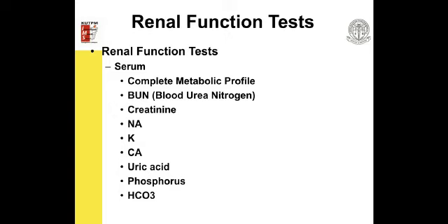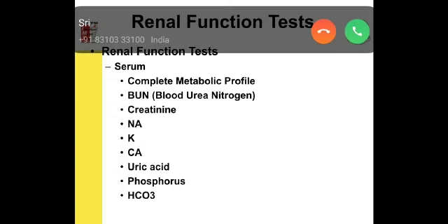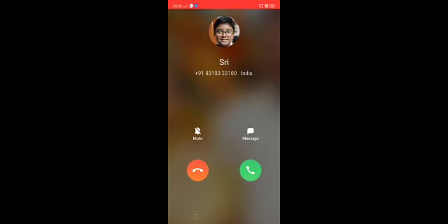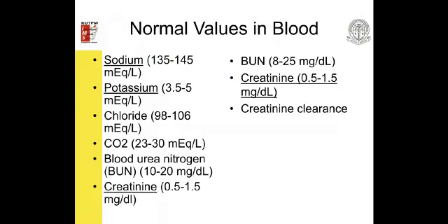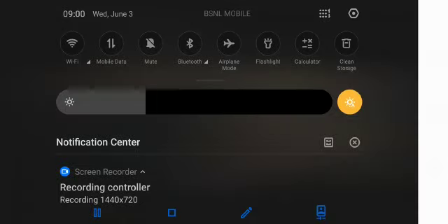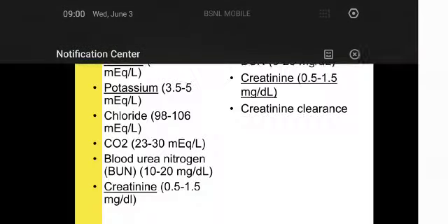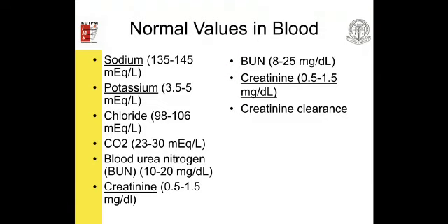So the renal profile is the metabolic profile: the BUN, the creatinine, the potassium, uric acid, phosphorus, and bicarbonate. Sodium is around 135 to 145, with potassium, BUN, and creatinine, with creatinine being around 0.5 to 1.5.